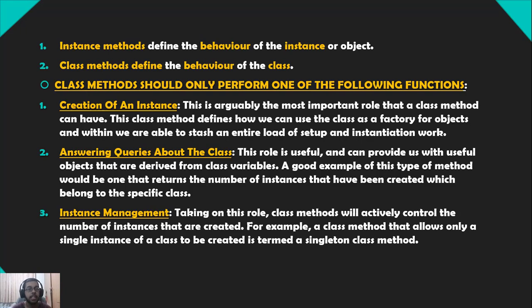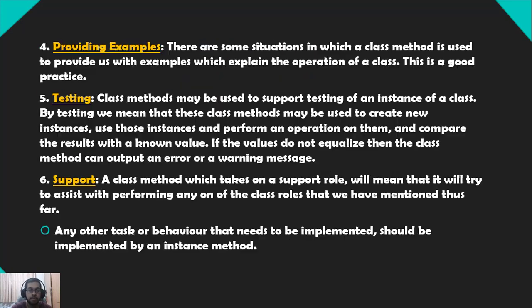Number 3, instance management. Taking on this role, class methods will actively control the number of instances that are created. For example, a class method that allows only a single instance of a class to be created is termed a singleton class method. Number 4, providing examples. There are some situations in which a class method is used to provide us with examples which explain the operation of a class. This is a good practice.